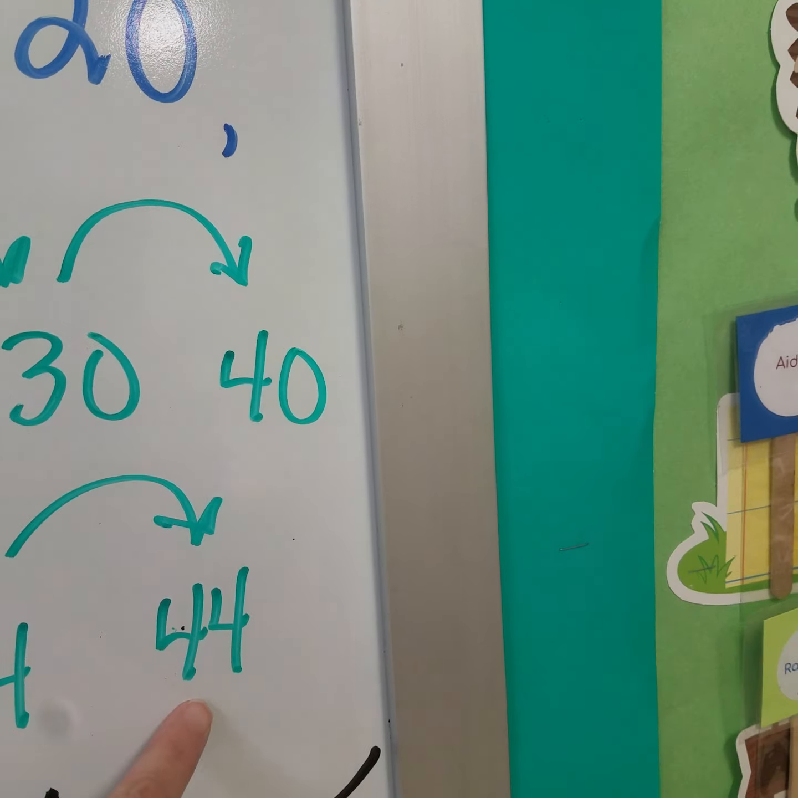So this bottom one here is also still counting up by tens because look, the tens place keeps changing, but the ones place stays the same. Just like up here, it's just a little easier to do these.